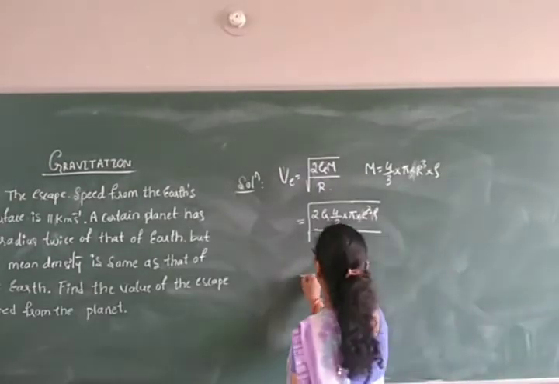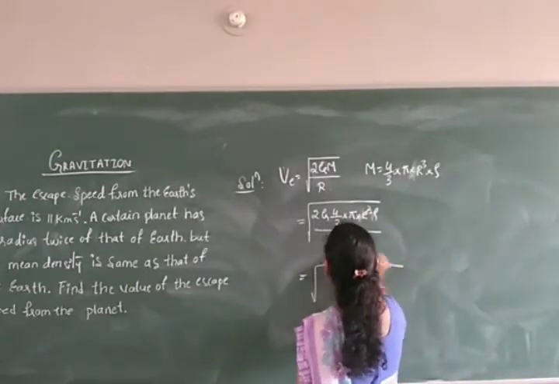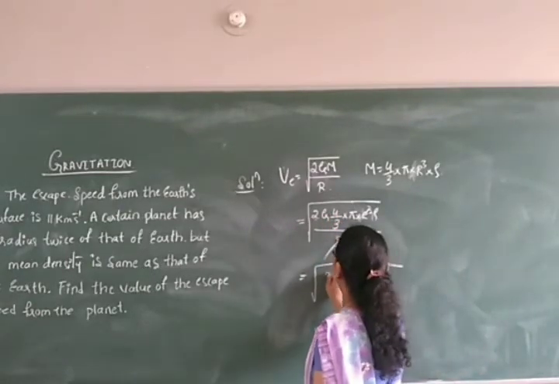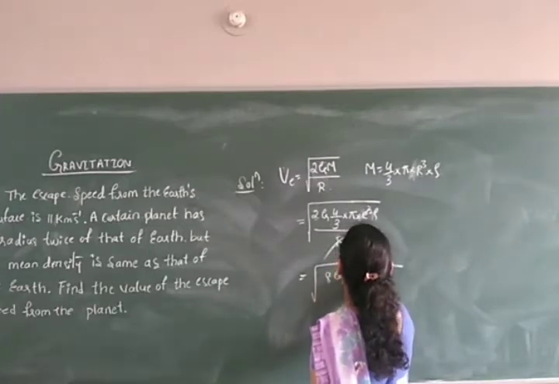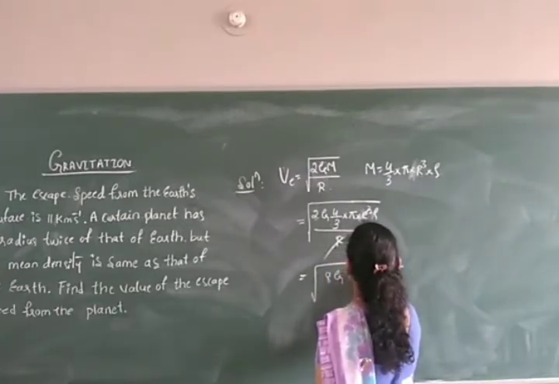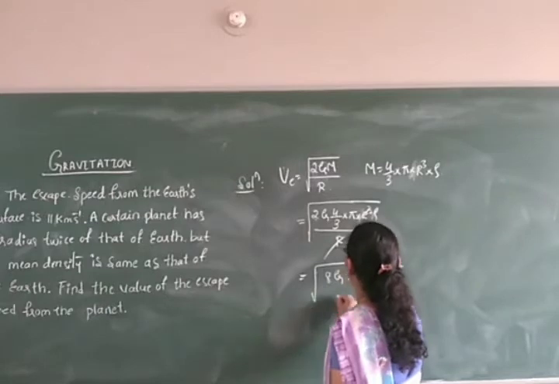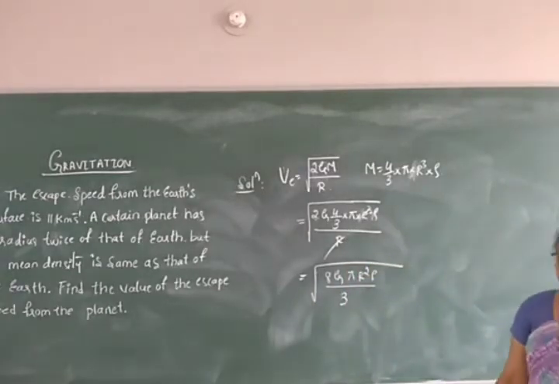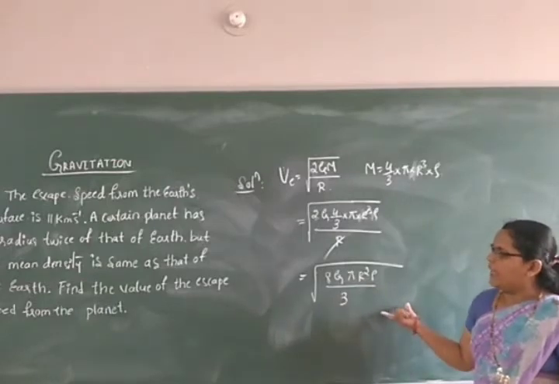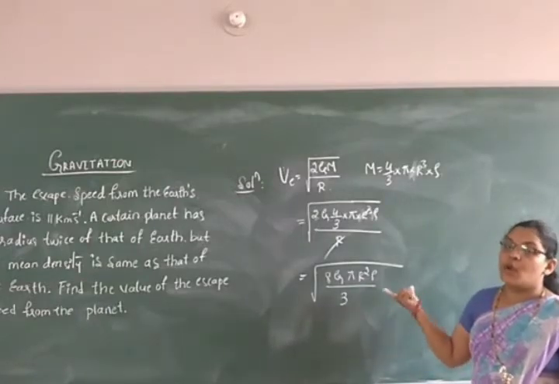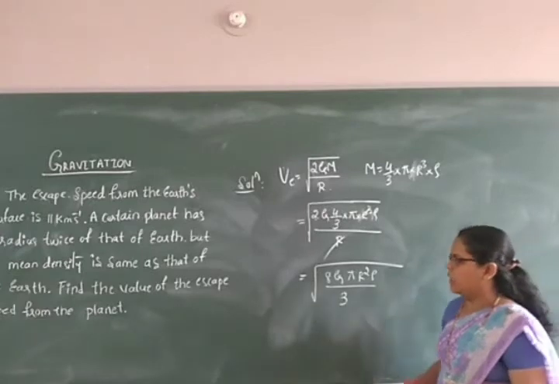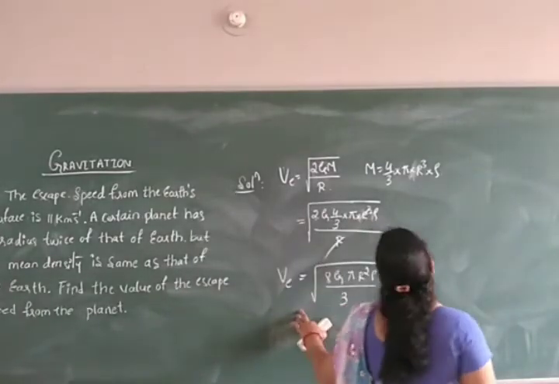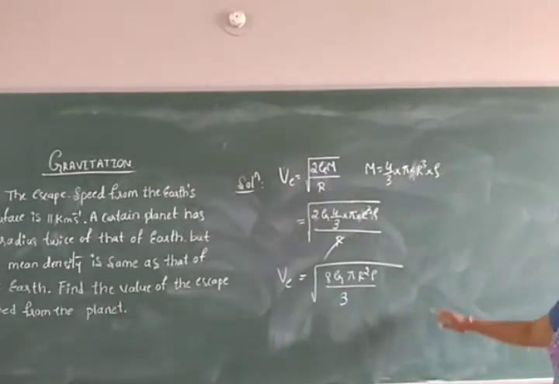What remains here? So root of, here I can multiply also, 2 into 4, 8G pi r square rho by 3, right? So what is this? This is nothing but the escape velocity from the surface of the earth here. So we need to find out the escape velocity on the planet here.